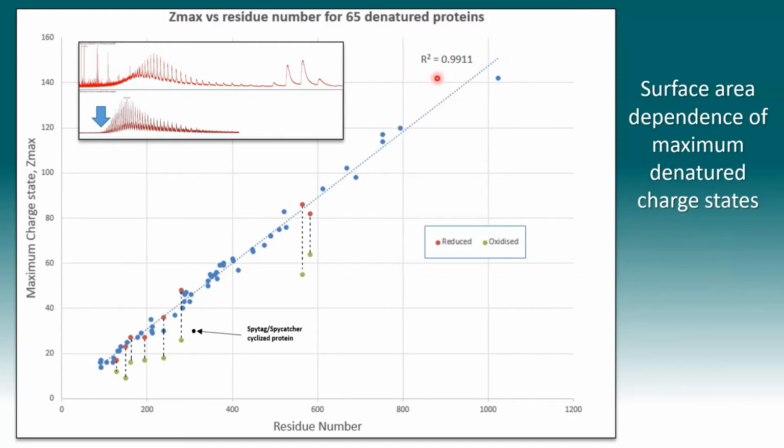However, we do have some outliers. There are 8 outliers in this data set. They're marked in green. All of these outliers are the only proteins in our data set which have disulfide bridges. Reduce those disulfide bridges, and all of these proteins will then fall onto this regression line.